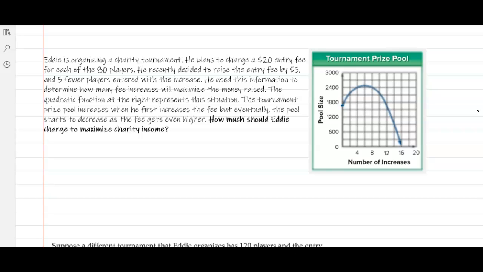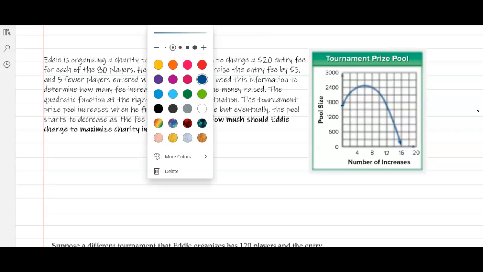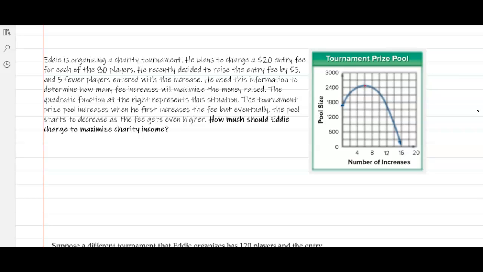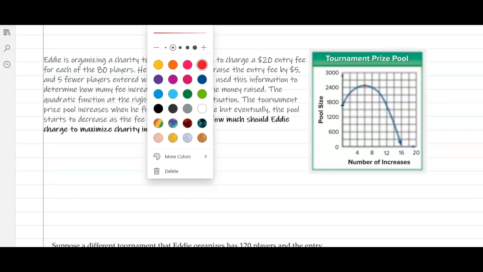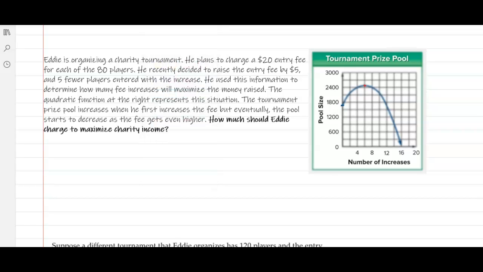So he wants to know, what's the maximum? How much should he charge to maximize the charity income? We can see from our graph here that the maximum is going to be right here. That's the highest. He made more money, and then he started to make less money, all the way until he made nothing if he increased the price 16 times. So let's structure a quadratic equation to model this situation.